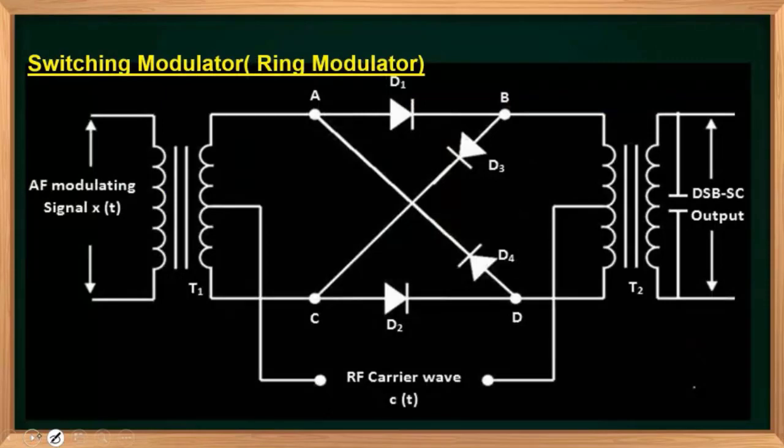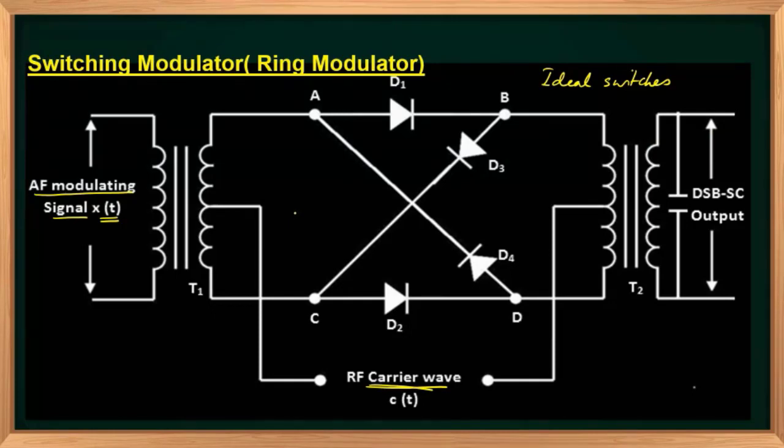Second one is a ring modulator. The ring modulator will produce a product of the two signals applied to it. The first signal is the AF, audio frequency modulating signal, and the RF carrier signal is also applied to this ring modulator. The ring modulator circuit, or switching modulator circuit, consists of 4 diodes which act like ideal switches.